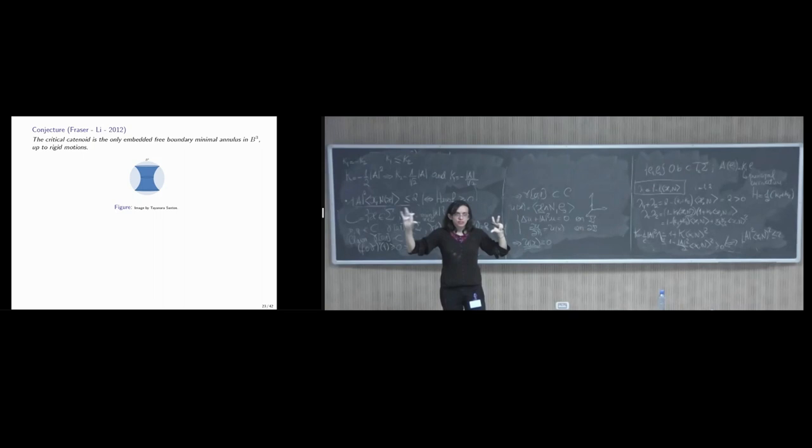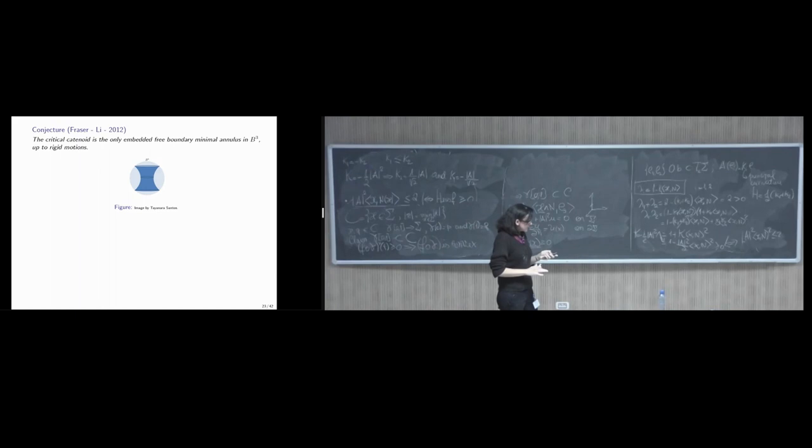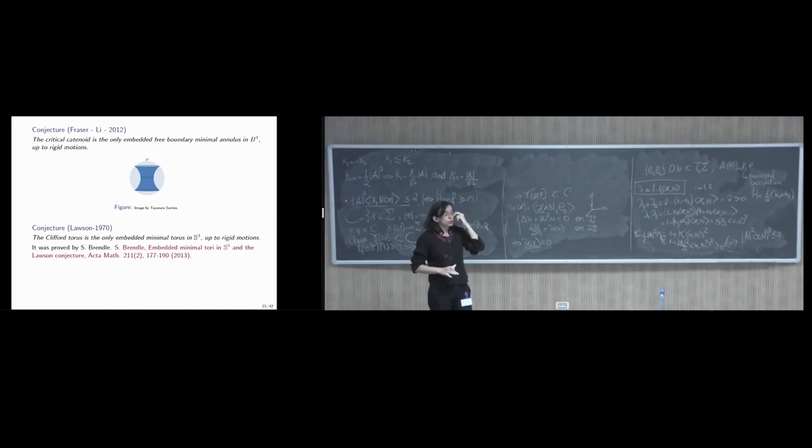There are some partial answers about this conjecture, but as far as I know, we don't have the solution. So I think it's important to have some idea about this conjecture, and about the case of a minimal hypersurface in the sphere, since you have some analogy with this case, but without boundary, a minimal surface in the sphere. Remember the famous Lawson conjecture: the Clifford torus is the only embedded minimal torus in the sphere, up to rigid motions. And this conjecture was proved by Simon Brendle.